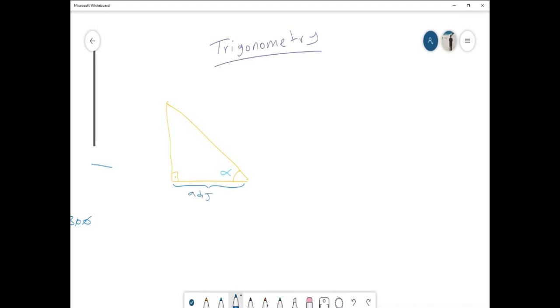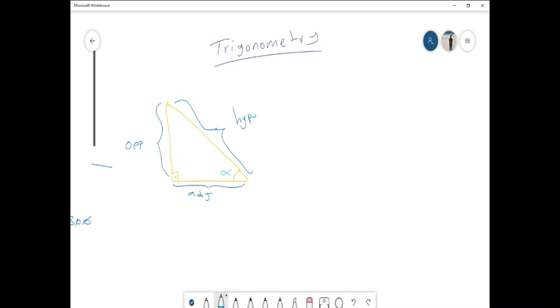And this side, as you can see, is the opposite of this angle. That's why we call this opposite. And this side is the hypotenuse. Why is this called hypotenuse? Maybe it comes from a mathematician that was called Hypotenuse. I don't know.